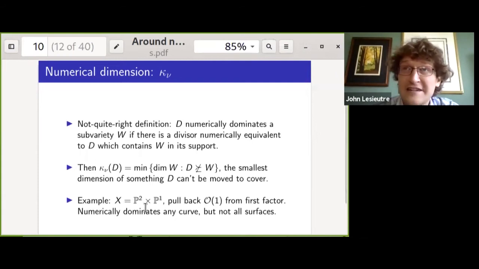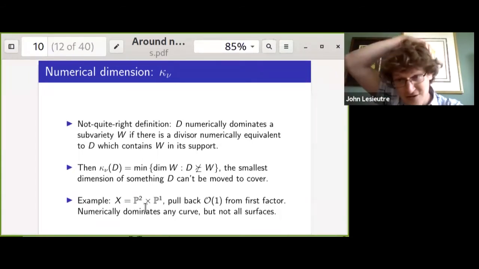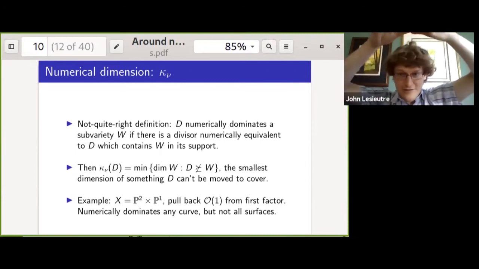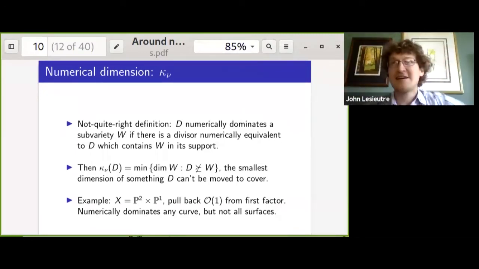So what are things numerically equivalent to MD? They're just a curve in P2 cross P1, so divisors in P2 cross P1 of the form curve in P2 cross P1. That's what something numerically equivalent to this is going to look like. So what subvarieties are numerically dominated by this D? Well, any curve in P2 cross P1, you can find something numerically equivalent to D that contains that curve, right? Because given a curve, you can project it down to P2 and then take that curve cross P1, and that's something numerically equivalent to D that contains the curve. So any curve is numerically dominated by this thing.